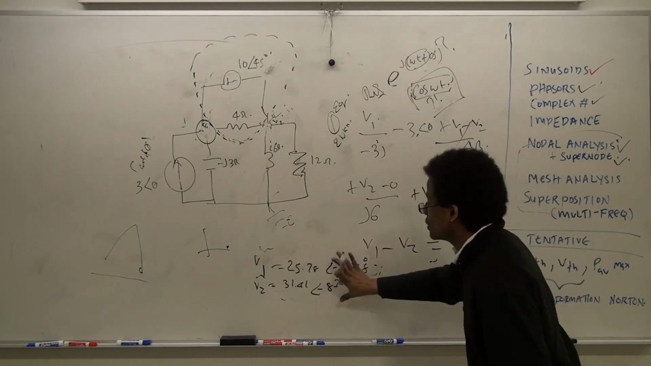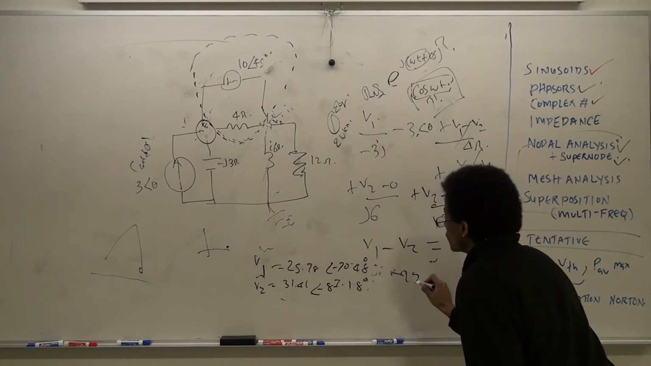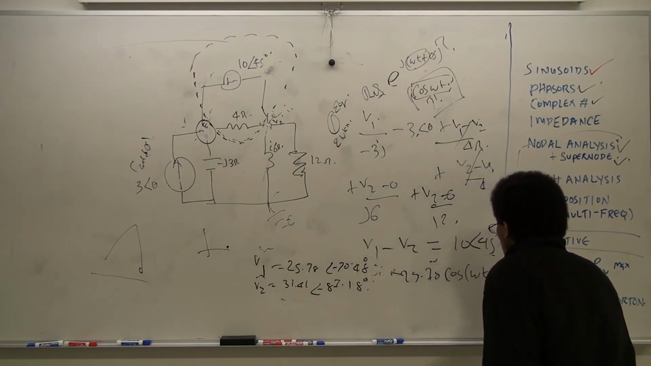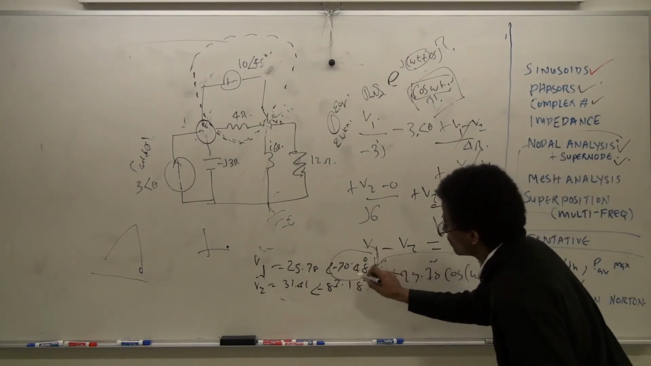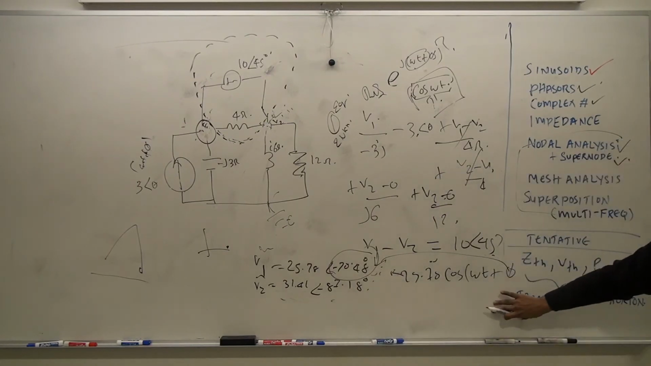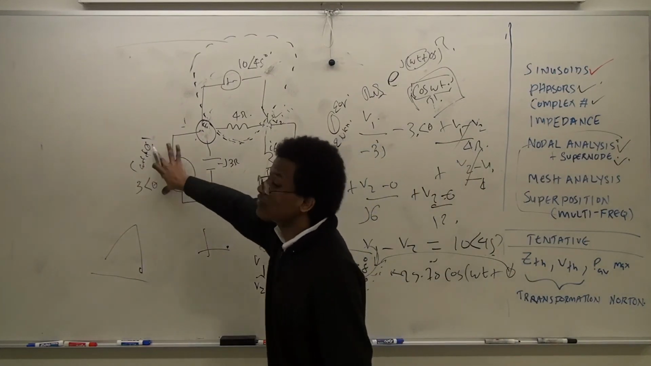If they tell you to convert this into the time domain, you would take the magnitude 25.78, and then you do cos of what? Omega t plus that phi. This phi is the angle of the phasor. And you would do the same thing for V2. This will be the complete solution, the real solution, the solution to the excitation under a real function.